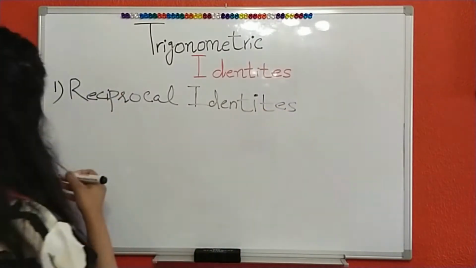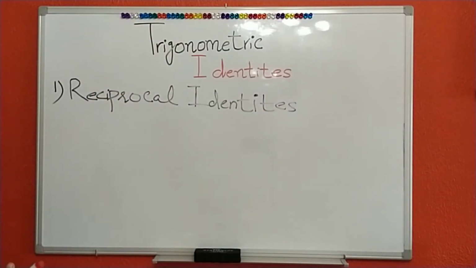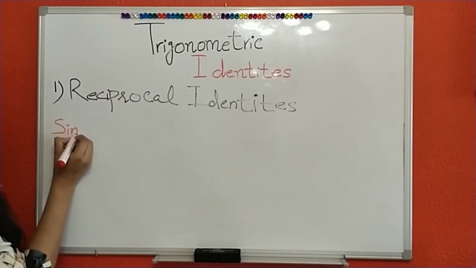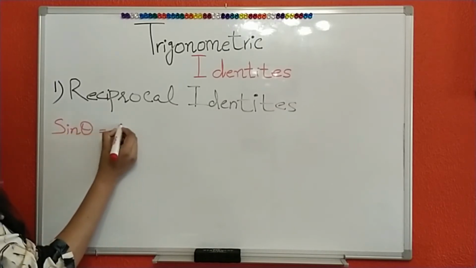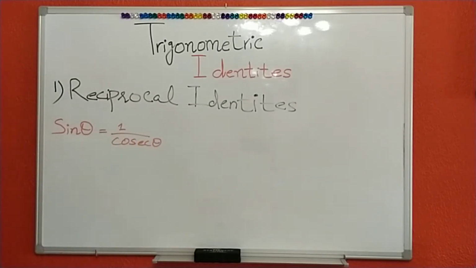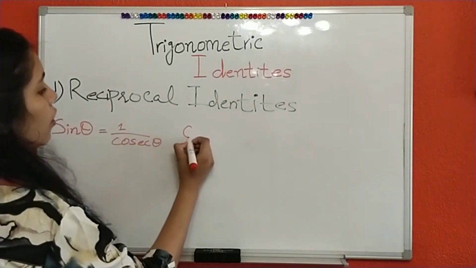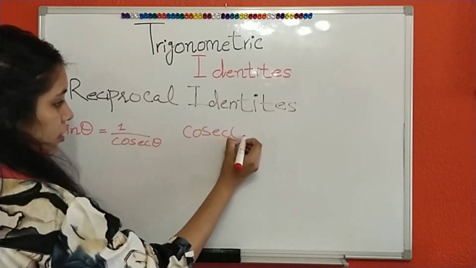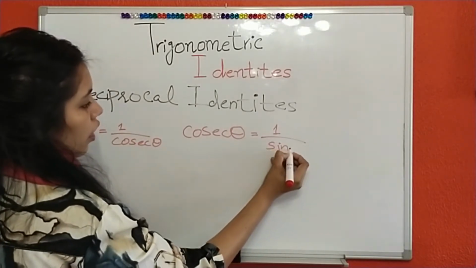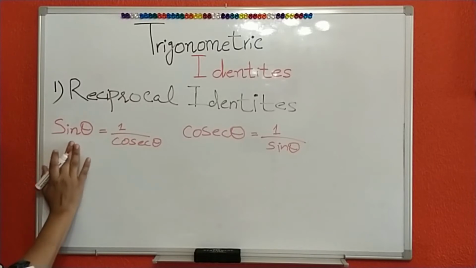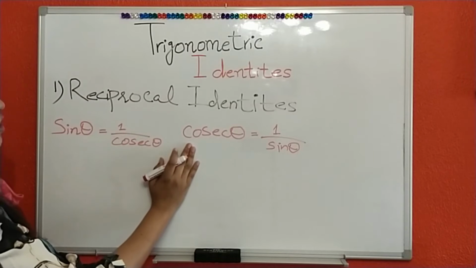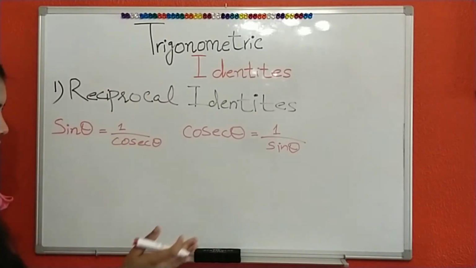So there are 6 reciprocal identities. As we know that sin theta is the inverse of 1 over cosecant theta, and we also know that cosecant theta is the reciprocal of sin theta. So the reciprocal identity for sin theta is 1 over cosecant theta, and the reciprocal identity for cosecant theta is 1 over sin theta.